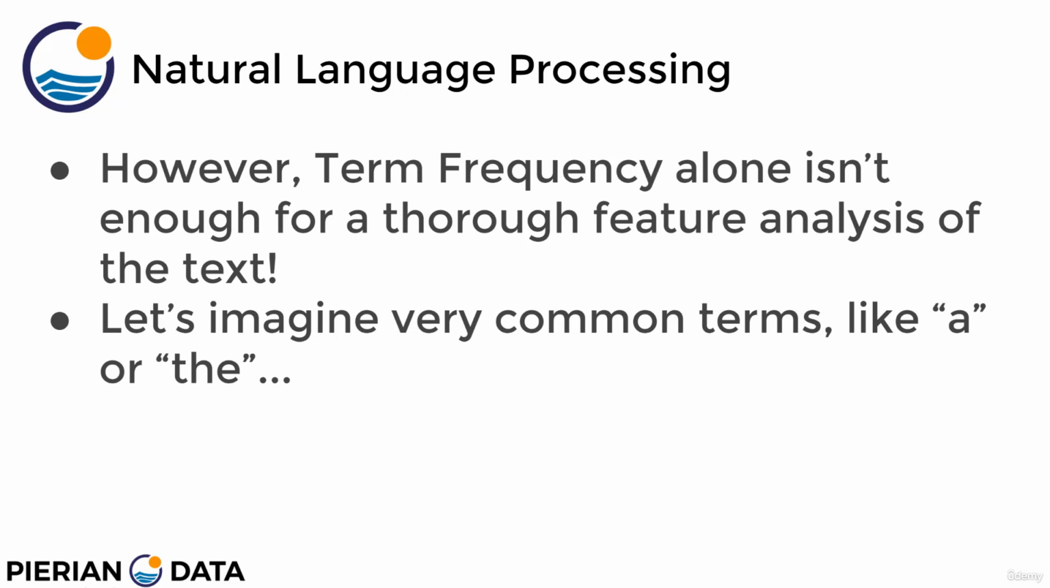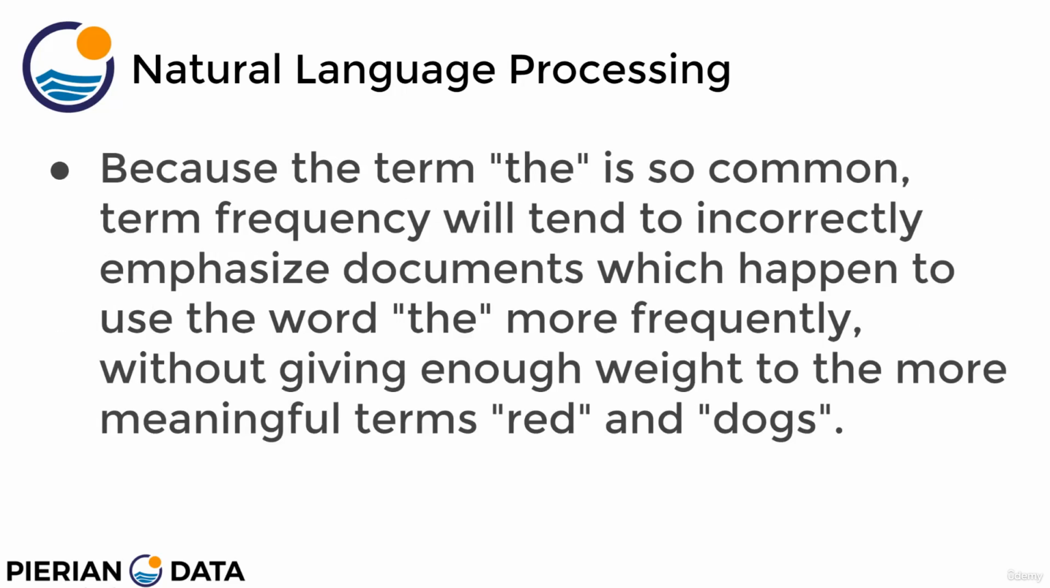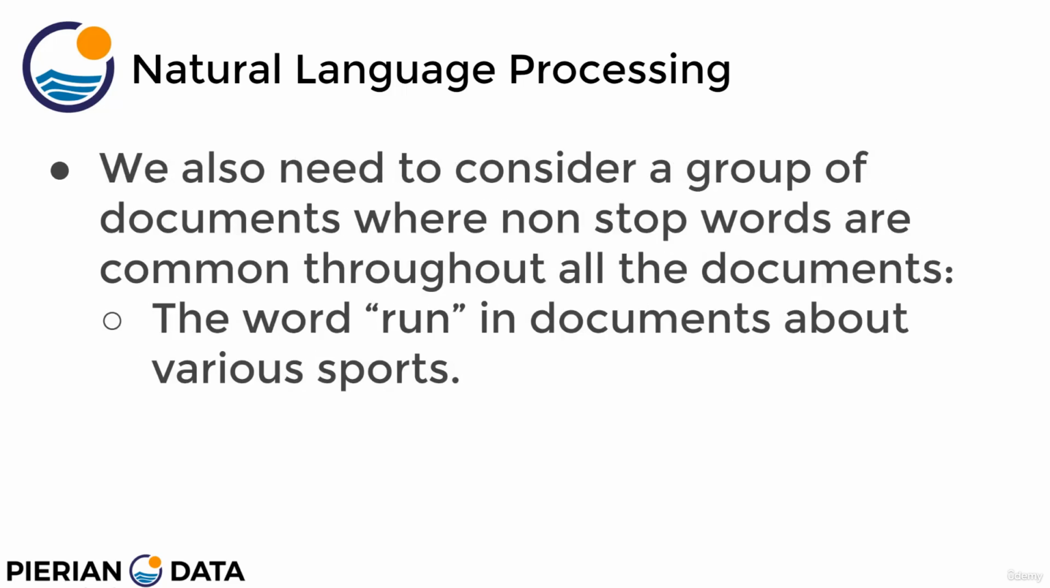So we have that issue of very common words, those stop words like "a" or "the", and we also have the issue of words that are common across the documents. The stop word issue, like "the", is so common that term frequency is not enough to really emphasize documents. And there was the issue of that group of documents where non-stop words are common throughout all the documents. So for example, that word "run" in documents about various sports. With count vectorization, you're just considering the words within a single document. It would be nice if we could start thinking about those words and their relationship across all the documents.